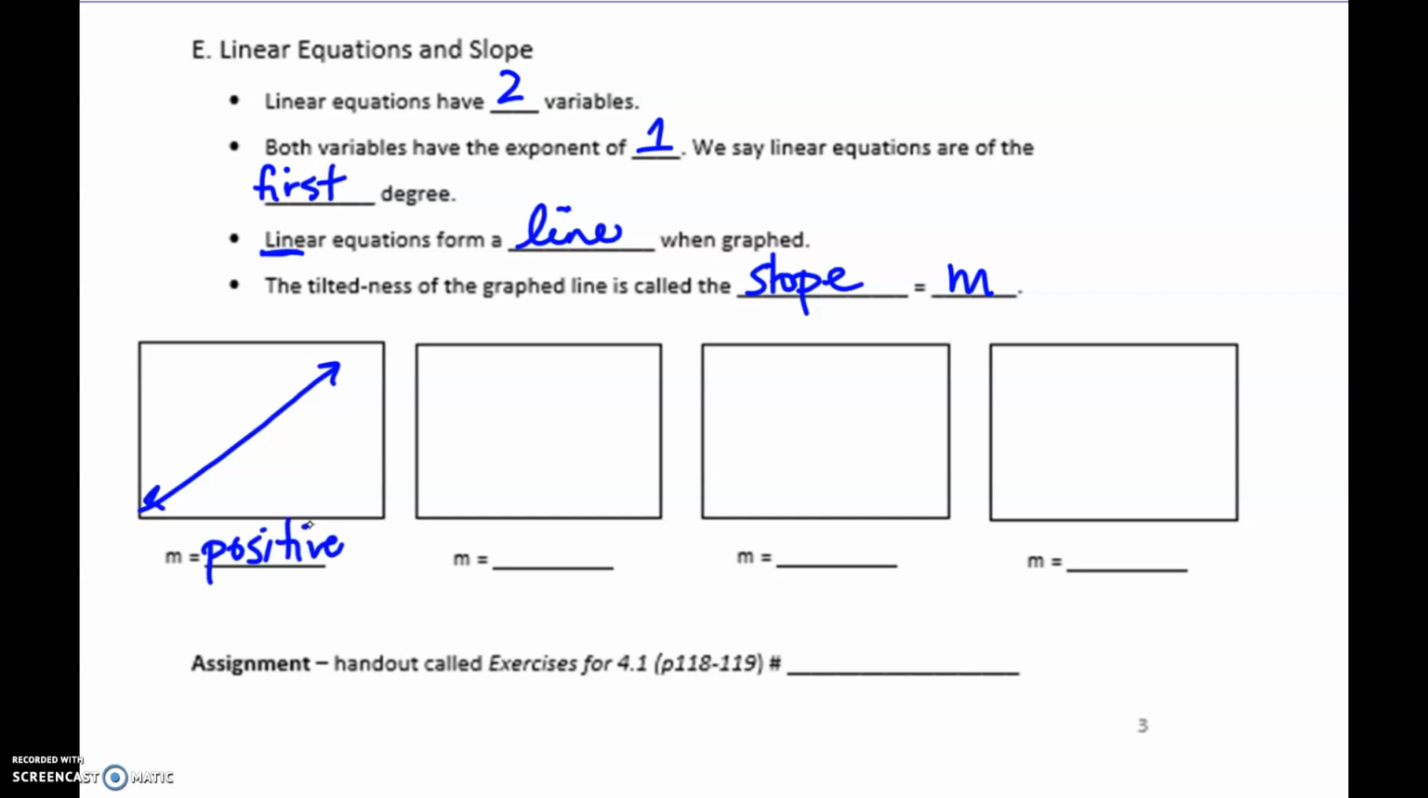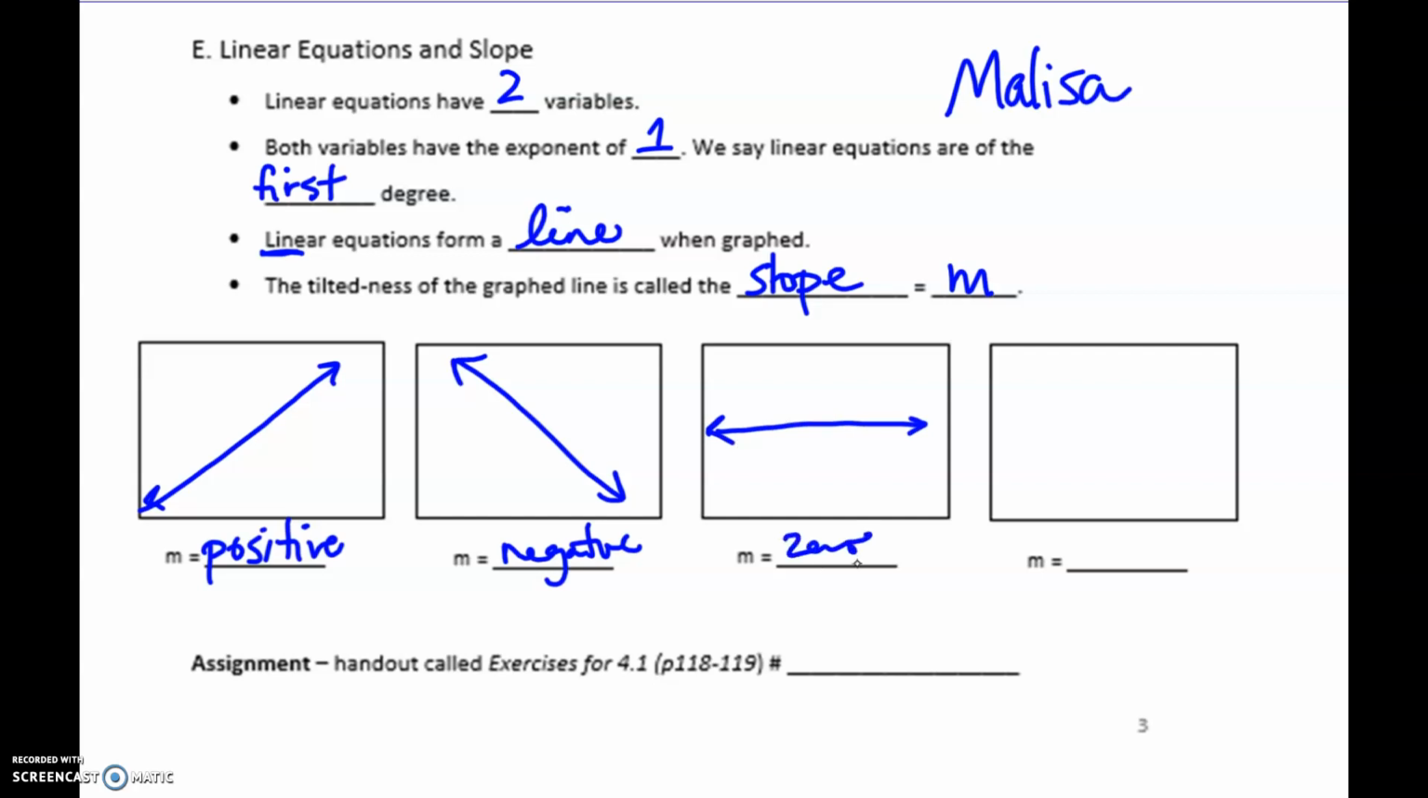Lines are read from left to right, just like any word. If I would write my name here, of course, left to right, the same way as I draw a line. So this line is going up, it's positive. If a line is heading downward, left to right, we say the slope is negative. If a line is completely horizontal, flat, we say it has a slope of 0. That's easy to remember. And if something is straight up and down, vertical, we say the slope does not exist.